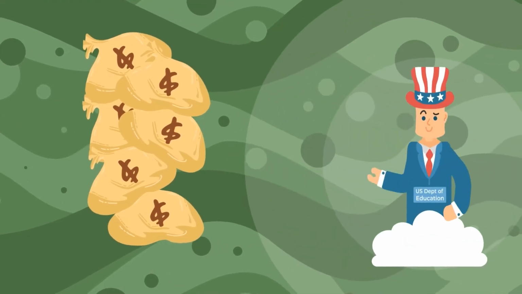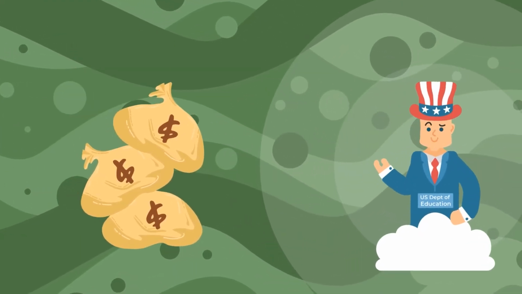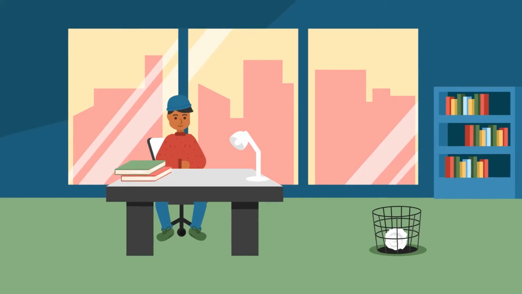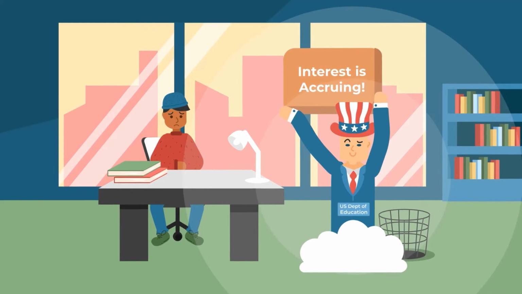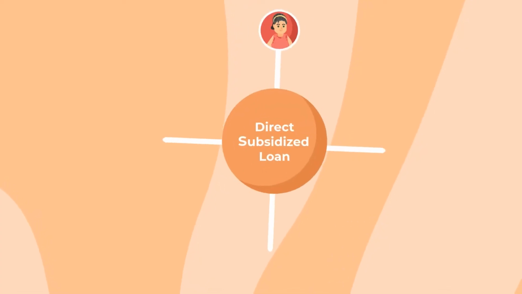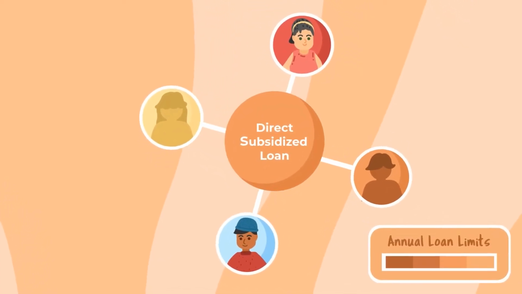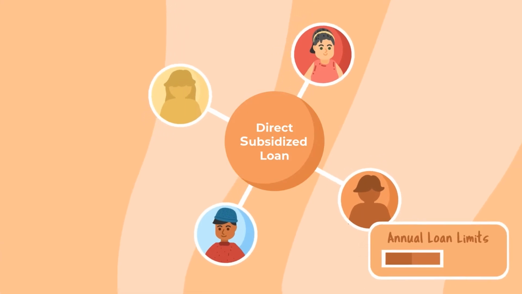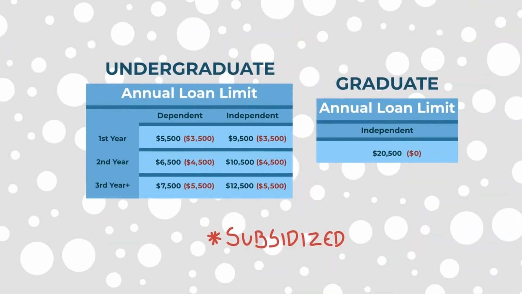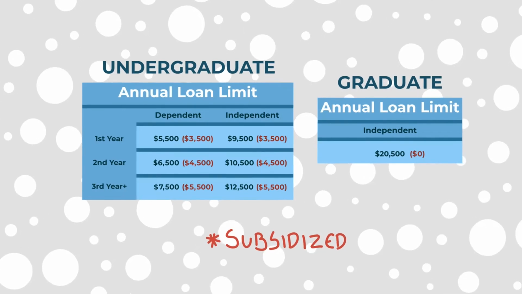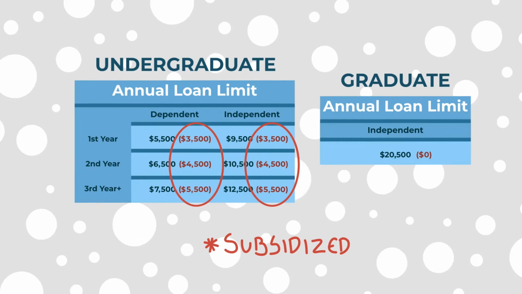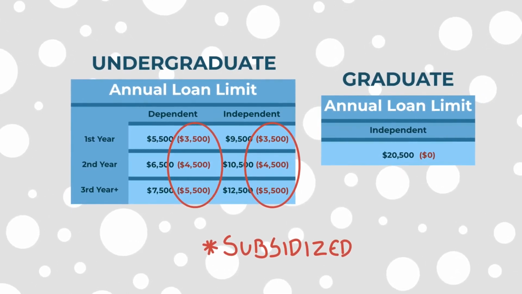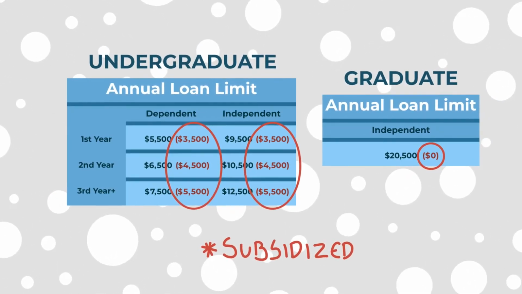To further complicate this picture, the federal government has limits on how much of your annual loans can be subsidized. Recall that the government pays your interest while you're in school for subsidized loans and helps you avoid capitalization. Since these loans are so highly sought after, they have lower annual loan limits for subsidized loans. I've added the annual loan limits for subsidized loans in parentheses on the chart so that you can see them. Note that the graduate students are only allowed unsubsidized loans, which is why there's a 0 in parentheses there.